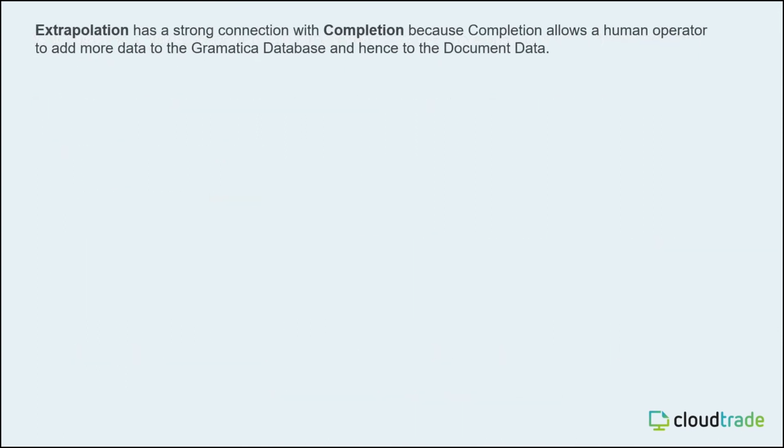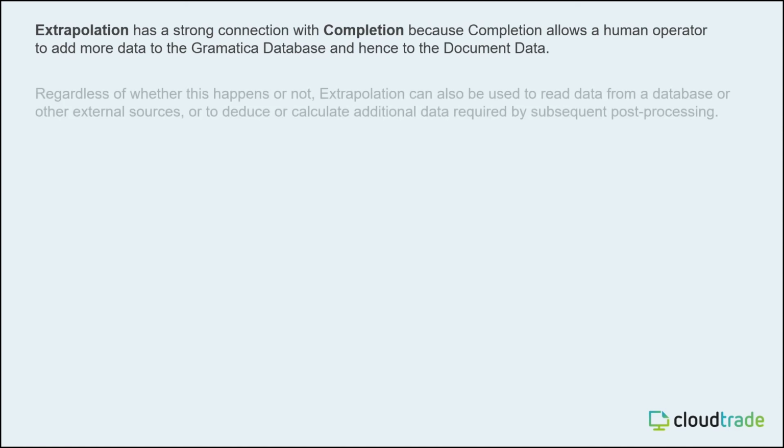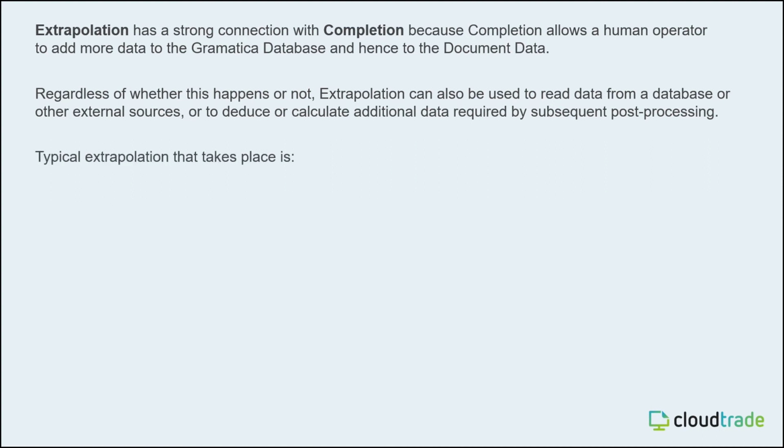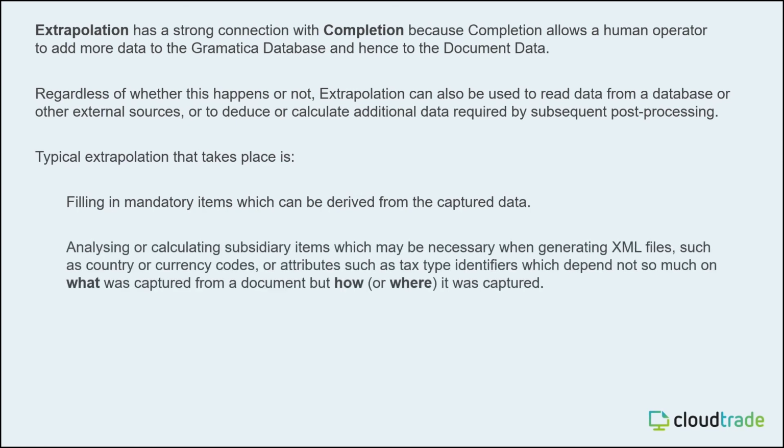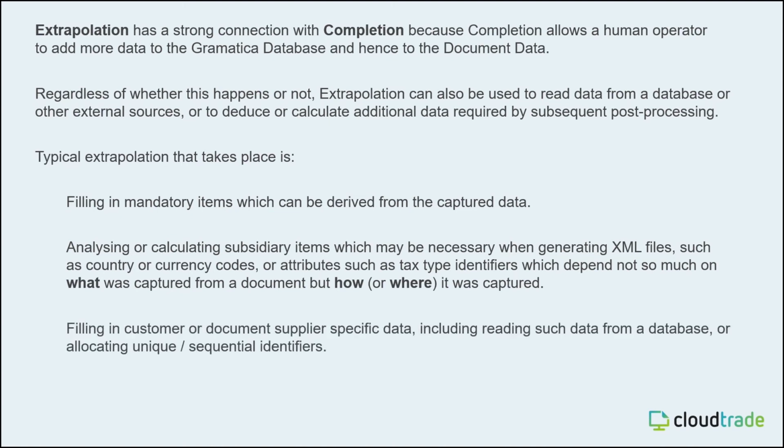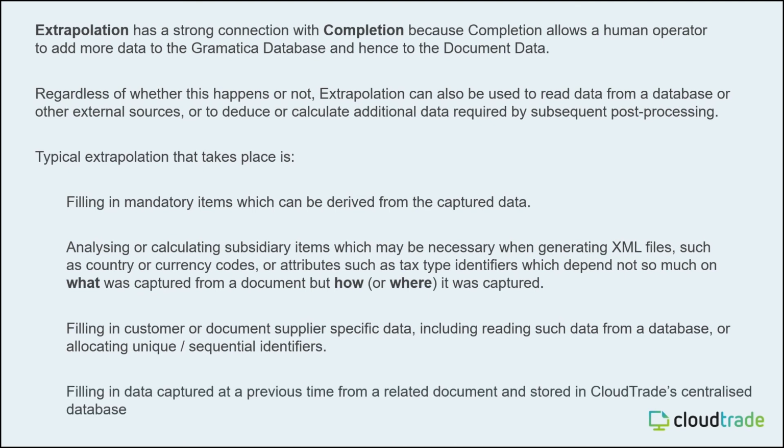Extrapolation has more of a connection with completion. Extrapolation is when we deduce further data that wasn't really there in our original document, but which we can calculate and extend, or even perhaps ask a user to provide for us in order to get, say, mandatory data, or where we have some limitations in the XML files that we're sending through which require additional data to be provided, derived data from the document rather than the actual data, customer specific data from databases and so on, or even stuff that's been persisted from a previous document.